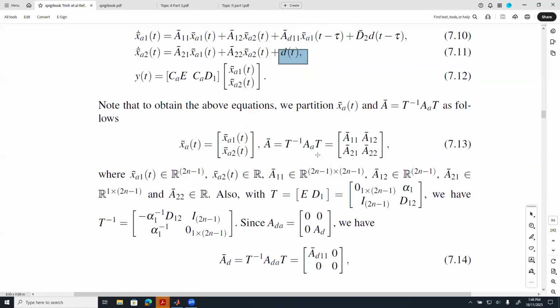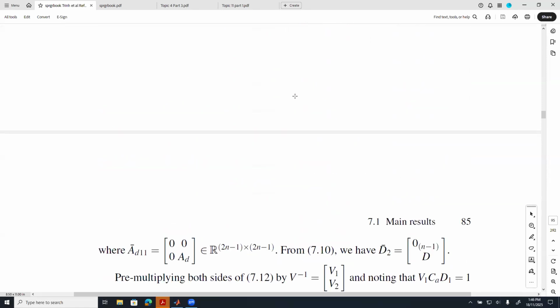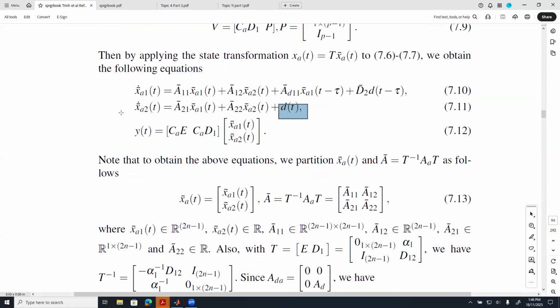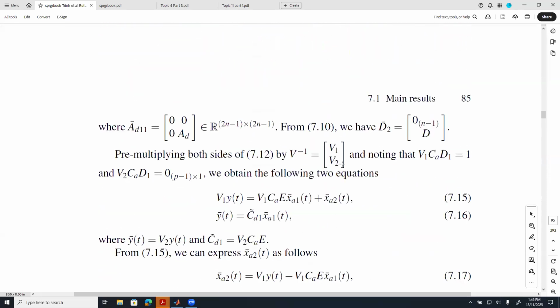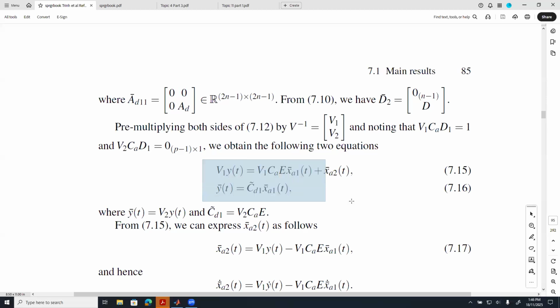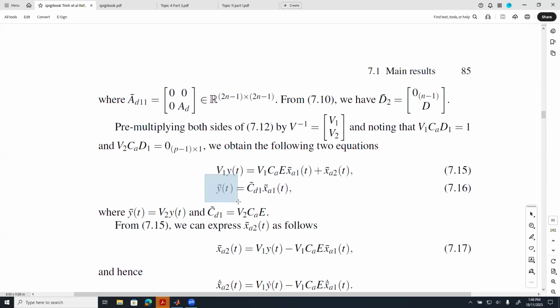Now, to achieve the decomposition, we multiply both sides of equation 712, which is this one here, by V inverse, just like what we did in the previous discussions, so that we can split that into two equations. That's exactly what we obtain here. When we have these two equations, we can see that the output measurement vector is basically a combination of the reduced state vector, and this one has a dimension of 2n minus 1.